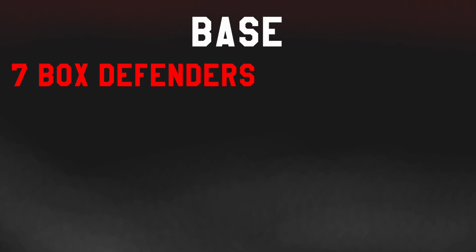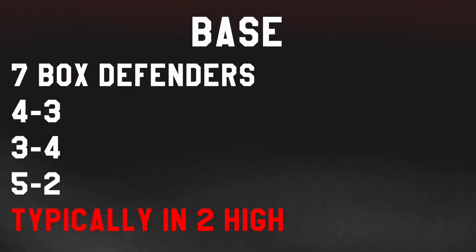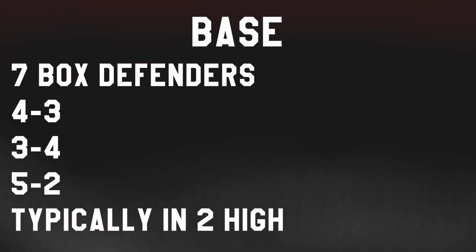To start, I'm going to go over the base defenses. These are defenses of 7 box defenders and typically include a 4-person rush, mainly out of a 4-3 or a 3-4 defense, but technically also include the 5-2 defense, which is more of a run-stopping defense as it generally sends 5 players. These defenses traditionally have 2 high deep defenders, so it'd be a 2 high shell, but they can also bring down a safety to mimic a 1 high shell type of defensive coverage structure.